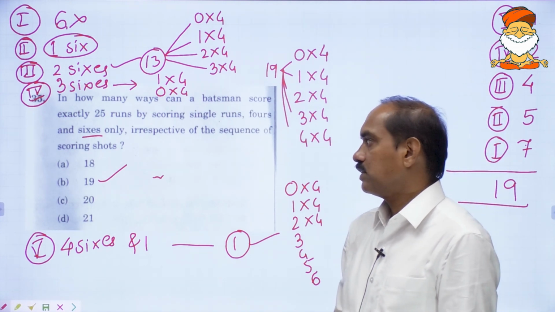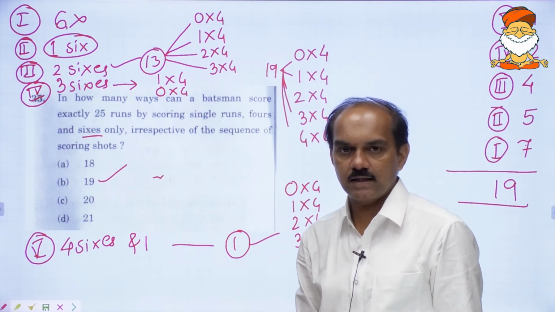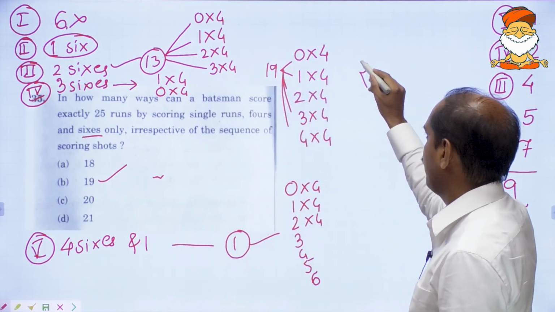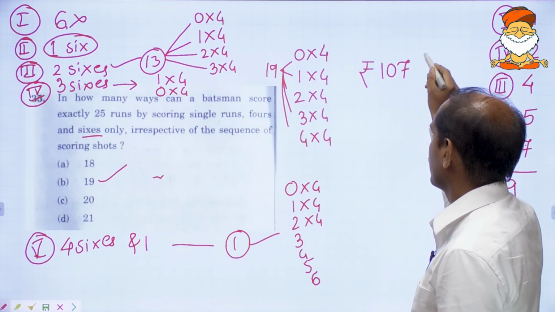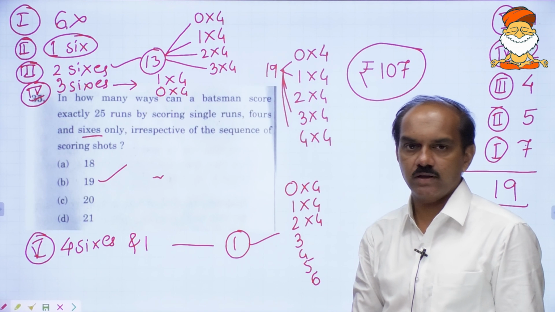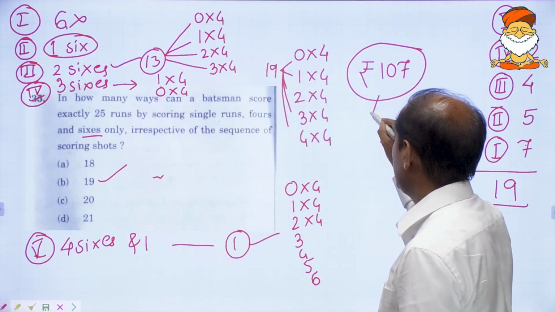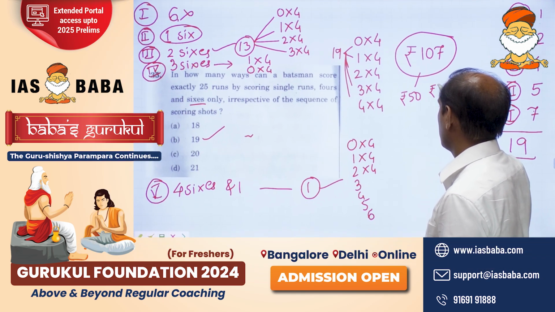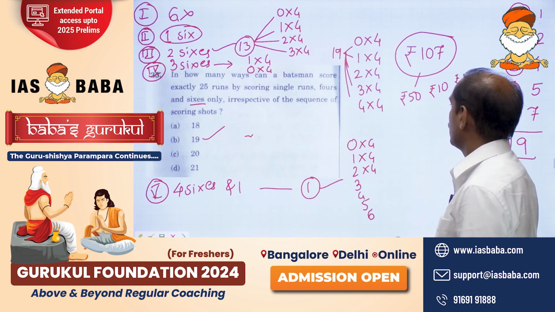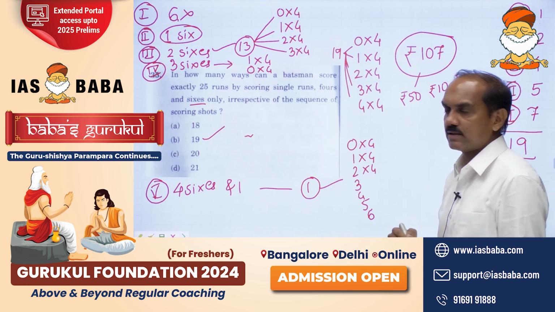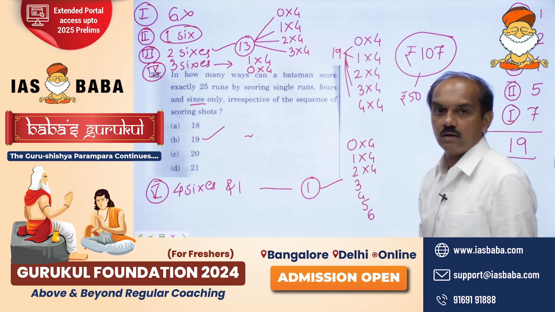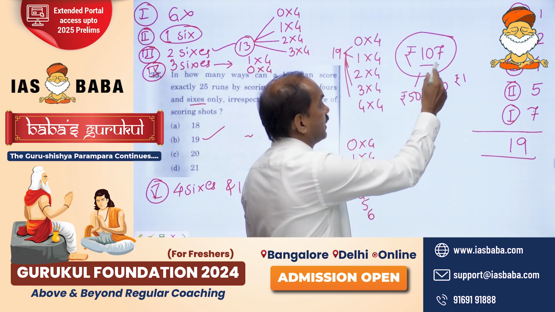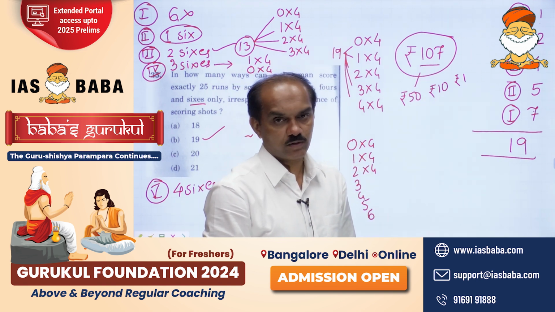And similar type, I think 2018 or 19, he has asked one question. The bill was reading 107 in a restaurant, and it should be paid using currency notes of 50 and 10 and 1. He has sufficient number of 50 rupee currency notes, 10 rupee currency notes, and 1 rupee coins. In how many different ways he can pay a bill of 107 rupees.